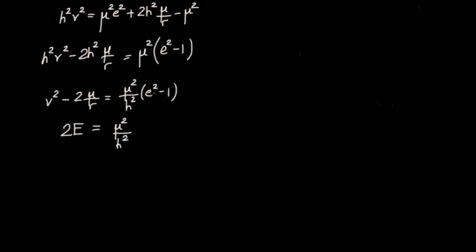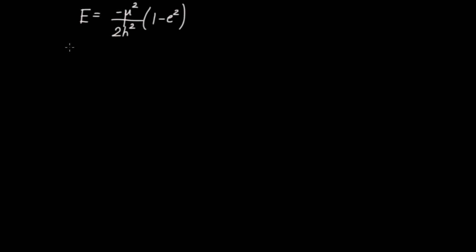And actually what I'm going to do here is yank out a minus sign and rewrite this as 1 minus e squared. And then the last little manipulation I'll do is just say that the total energy E is equal to minus mu squared over 2h squared times 1 minus e squared.